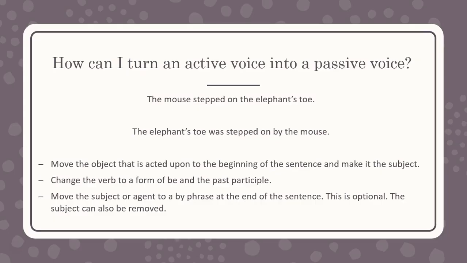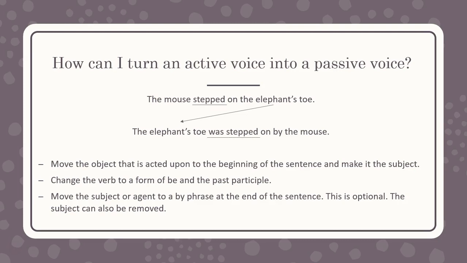So how can you change a sentence from active voice to passive voice? First, move the object that is acted upon to the beginning of the sentence and make it the subject. The elephant's toe becomes the subject of the passive voice sentence. Next, change the verb to a form of be and the past participle.